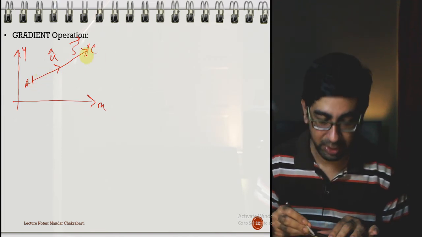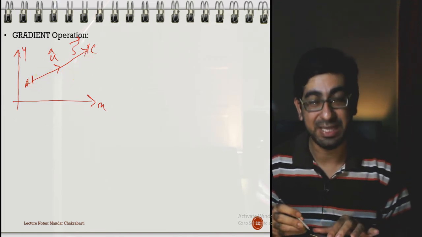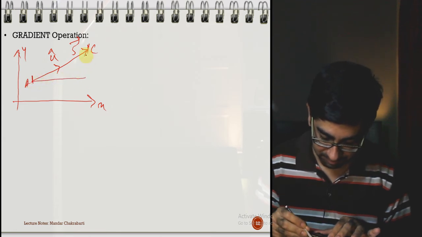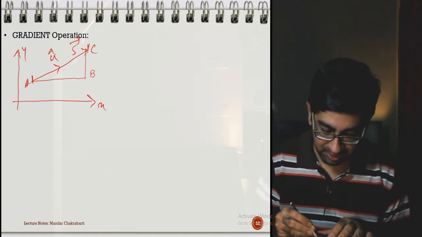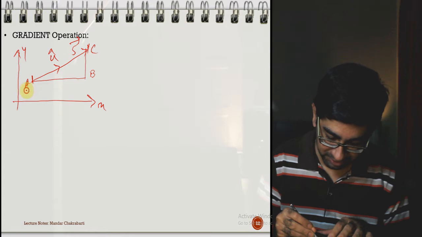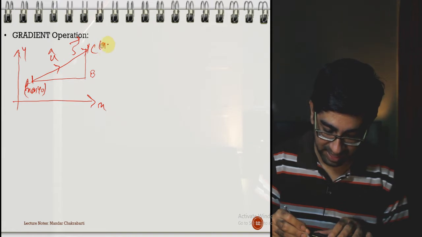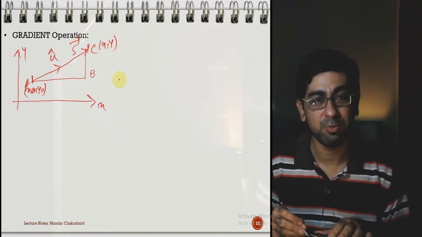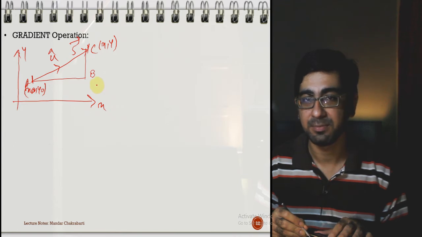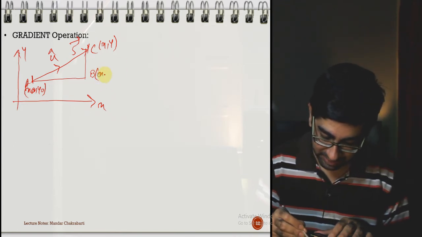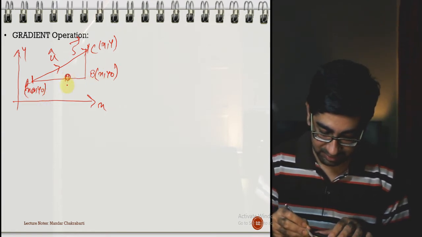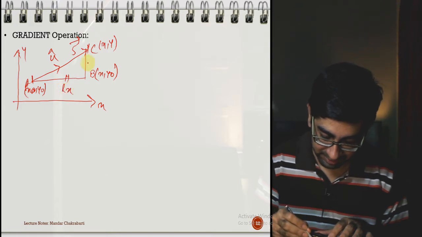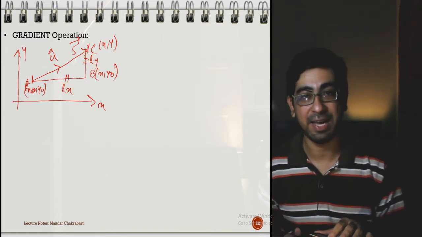Now I have moved from point A to point C via point B. So let's draw that. This is my point B. Let's give some initial and final coordinates. Initially it was x0 and y0, and finally I have moved to x and y. So what would be the coordinates of point B? That's right, point B is going to be x, y0. I have changed with respect to x, but I have not changed with respect to y. Let's give these some dimensions. Let's call this Lx and this Ly.